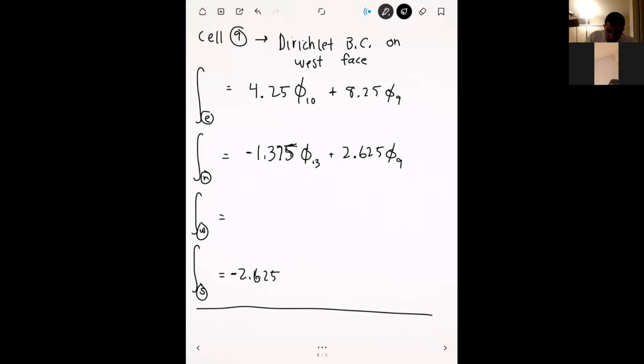times the south neighbor. And so the south neighbor for cell 9 is cell 5, okay? And we're going to add a positive 1.375 phi 9, okay? All right, and so that's all the normal neighbor cells. And so now let's account for the Dirichlet boundary condition. Okay, and so for the Dirichlet boundary condition, let's look back on our notes from last time to see what we have to do here.